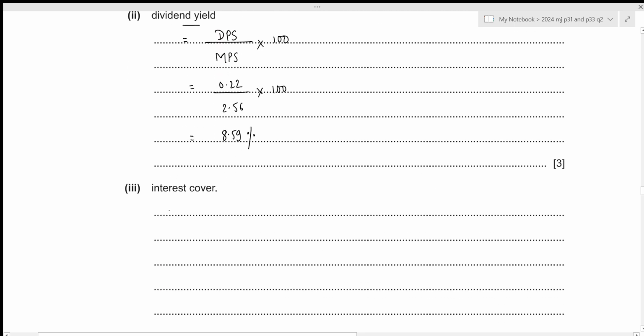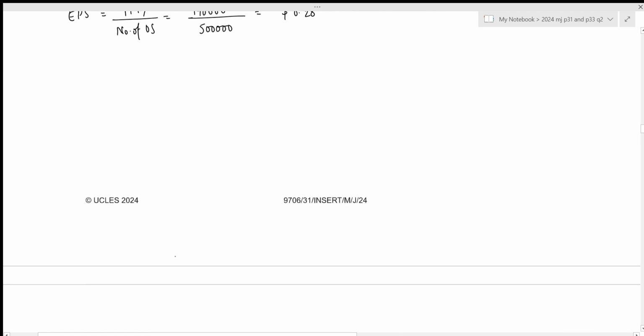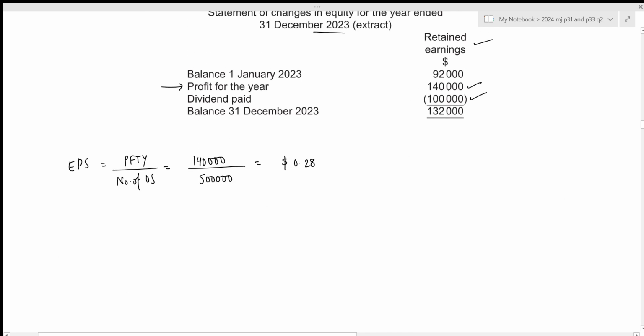We have interest cover. So the formula for interest cover is just going to be profit from operations divided by the finance cost or the interest charges. So we can just write this down as interest payable. Okay. Firstly, we need to calculate profit from operations. And we have been given the profit for the year right here, 140,000. So remember the format for the statement of profit or loss. We start with profit from operations, subtract the finance cost, and get our profit for the year, right? We're trying to calculate profit from operations.